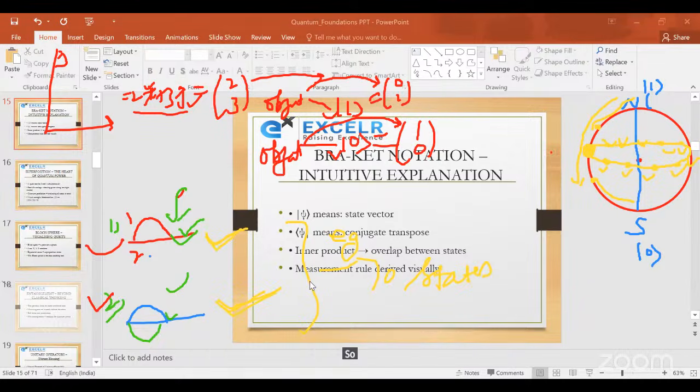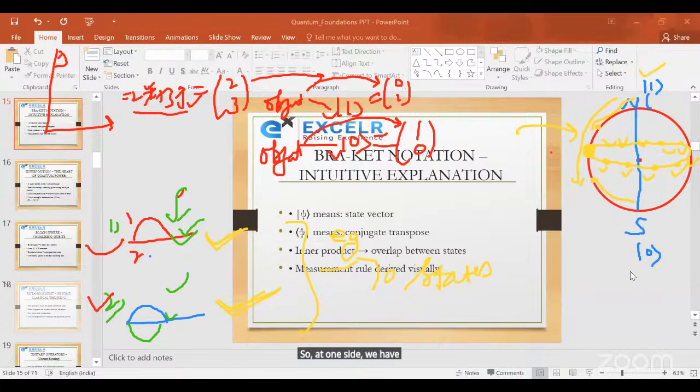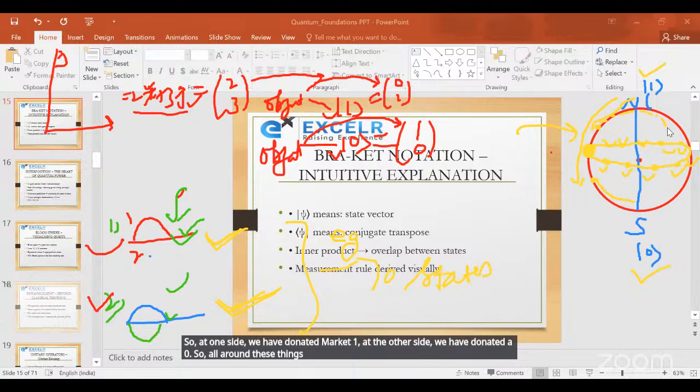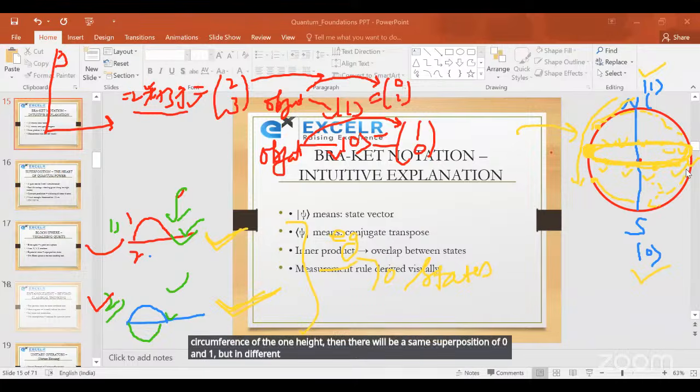So for example, 70 different states are different in this perspective. To represent these different perspectives, we have a very good representation, called the Bloch sphere. At one side we have denoted 1, and at the other side we have denoted 0. All around the surface, the points are representing different combinations of 0 and 1. But on one circle, the circumference at one height, there will be the same superposition of 0 and 1, but in different states.